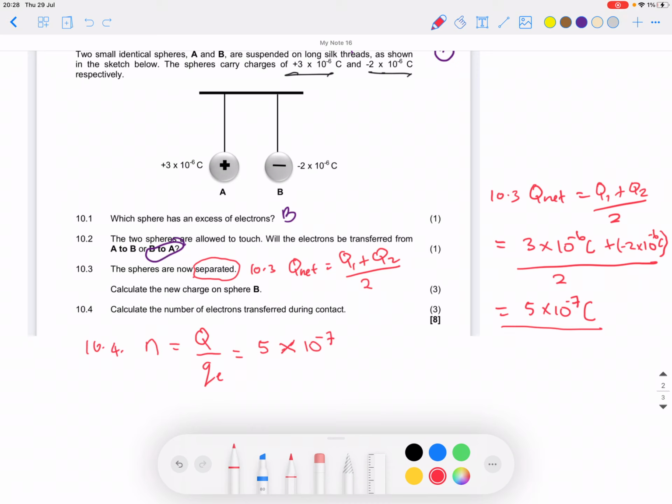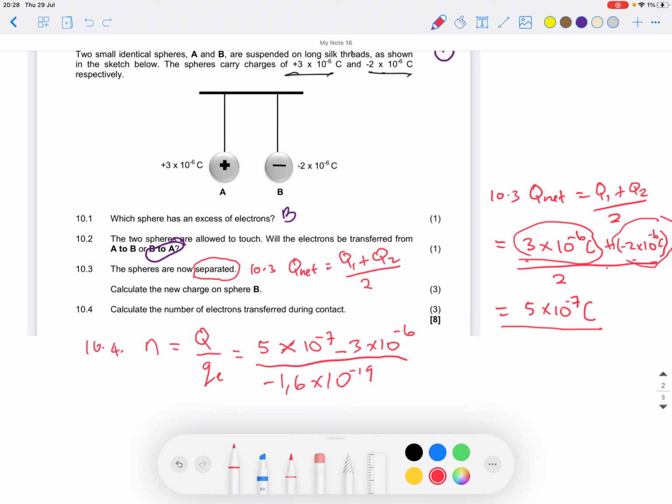Then we're going to subtract one of the charges. You can subtract this one or that one. It's simpler to subtract 3 multiplied by 10 to the power negative 6, then over negative 1.6 multiplied by 10 to the power negative 19.